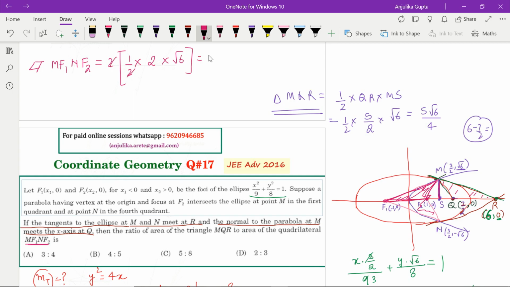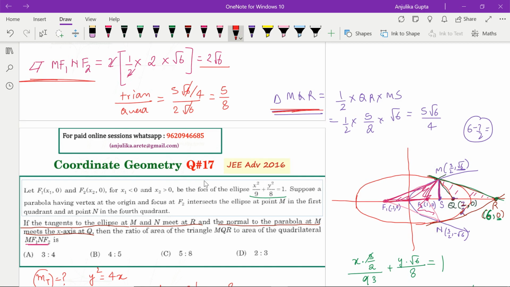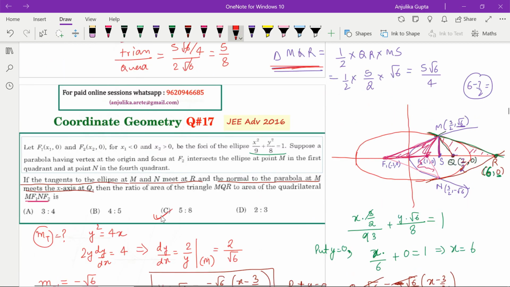So how much do you end up getting? 2 root 6. Now you have to get a ratio, right? This area and this area. So triangle area divided by the quadrilateral area. The triangle area you got is 5 root 6 by 4, and the quadrilateral area is 2 root 6. Simplify it. Root 6 I can cancel. I'm getting 5 upon 8. So the ratio is 5 is to 8. Let's check. Yeah. C option says it's 5 is to 8, and that's the correct option. Nice question. See you with another one.